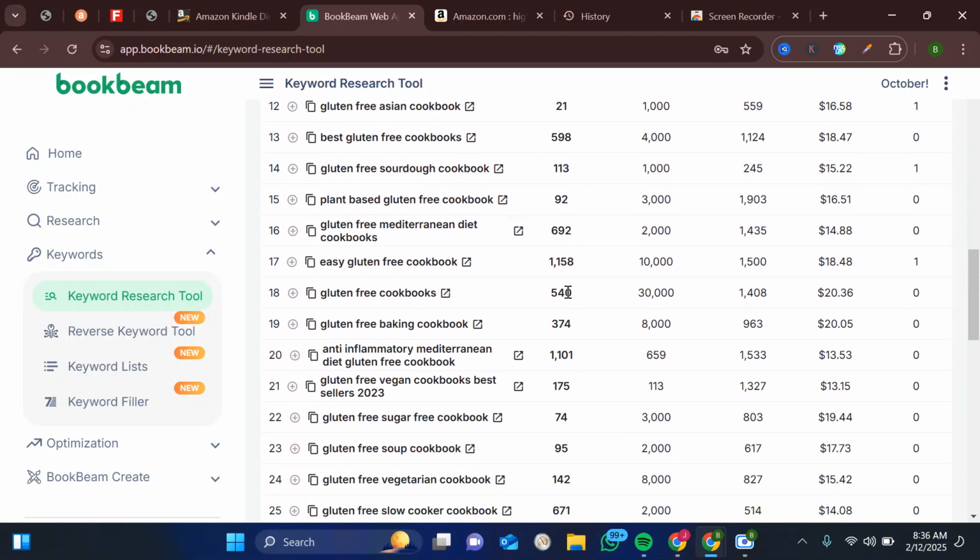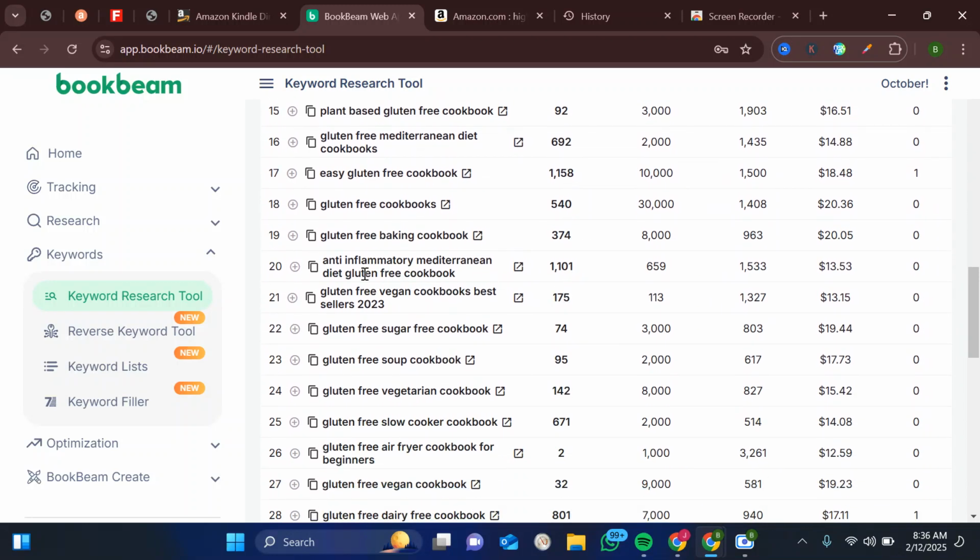Good. This is a good example: anti-inflammatory Mediterranean diet gluten free book. Our search volume is over 1,000 and our competitors is less than 1,000.